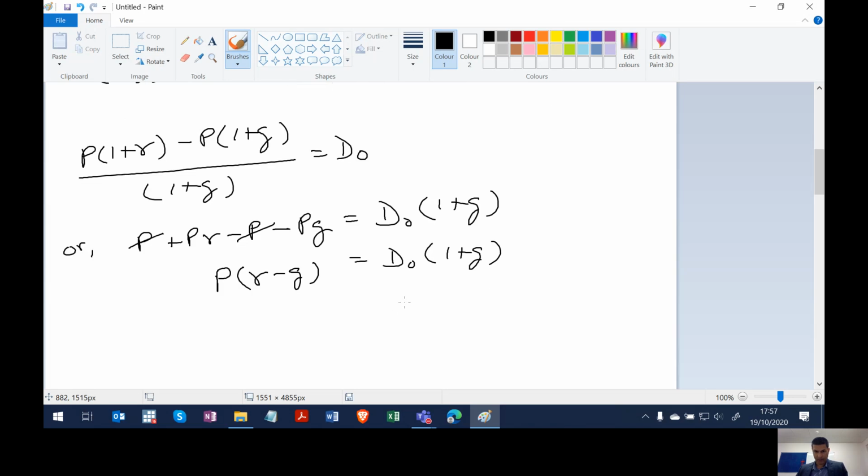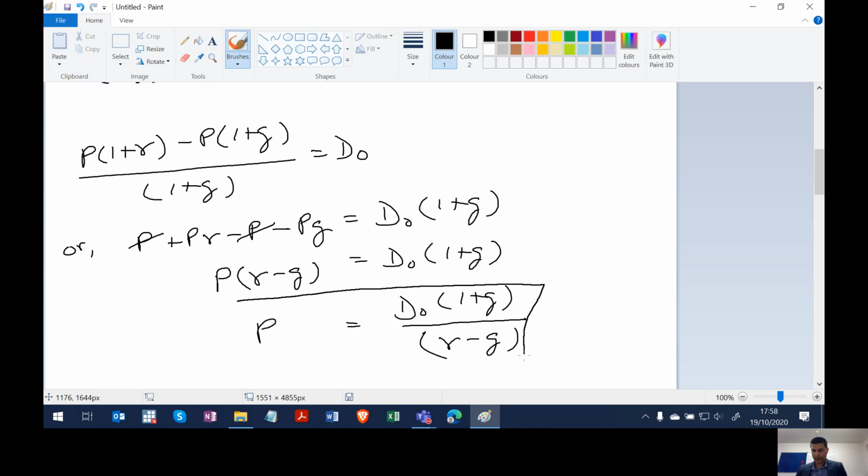Now we simply take this term to the other side, then the price equals D0 times 1 plus G, and this goes below, divided by R minus G. So that is the formula that we were trying to find out, Gordon's dividend growth model.